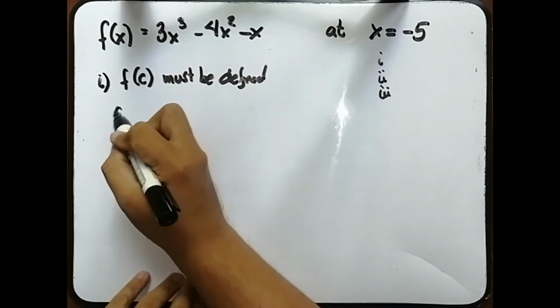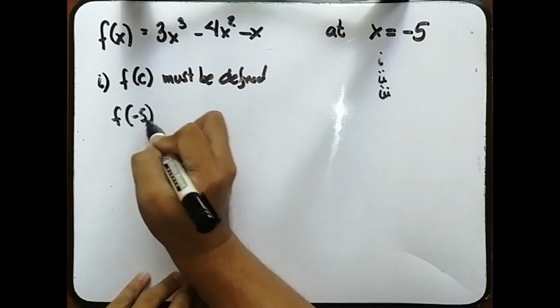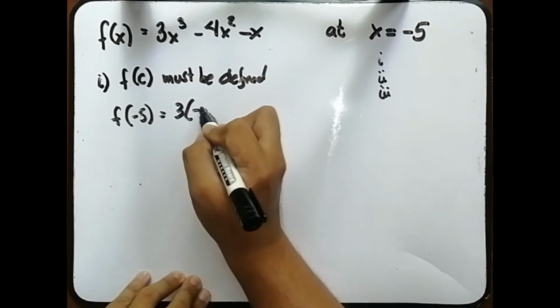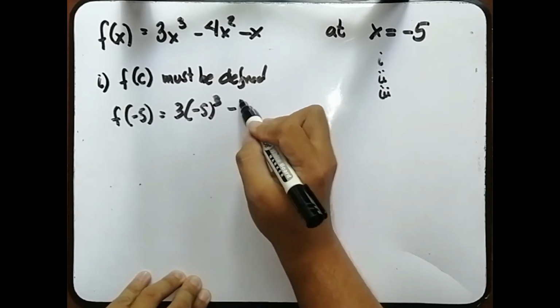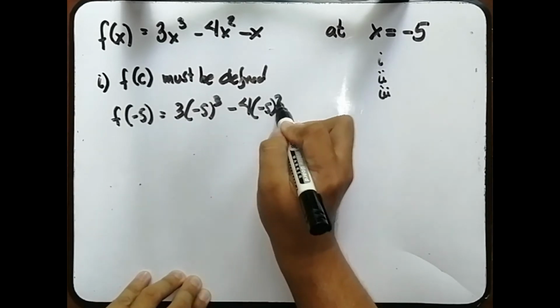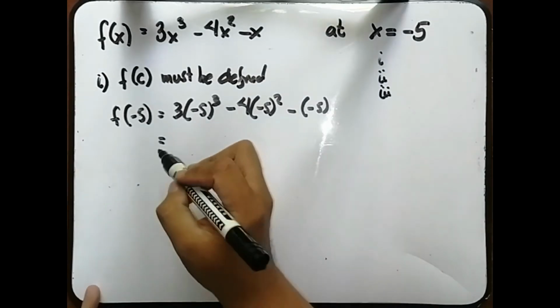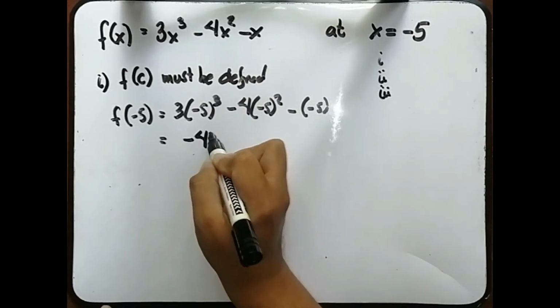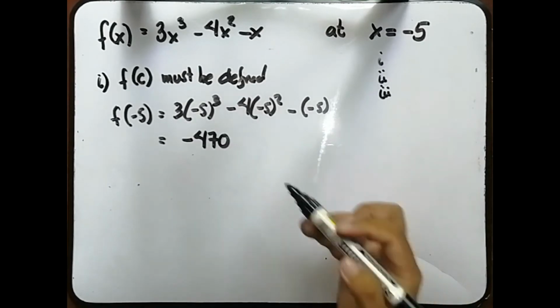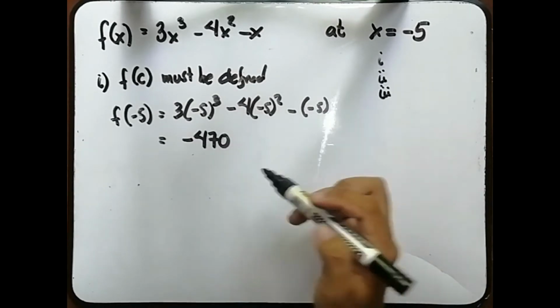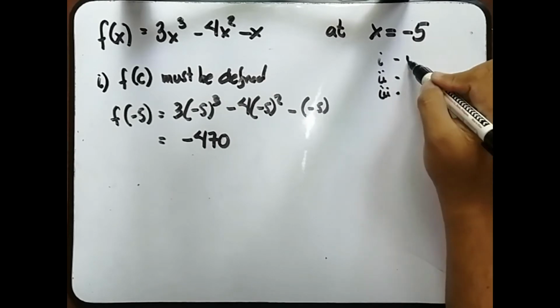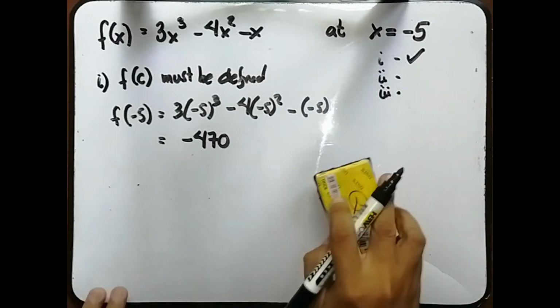So check natin. F of negative 5 is equal to 3 times negative 5 cubed minus 4 times negative 5 squared minus negative 5, which is equal to negative 470. So meron tayong nakuhang number. This means defined siya. So first criterion, check.